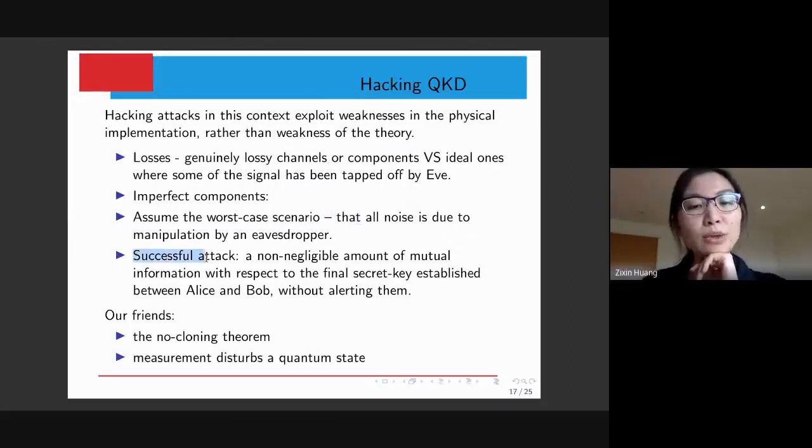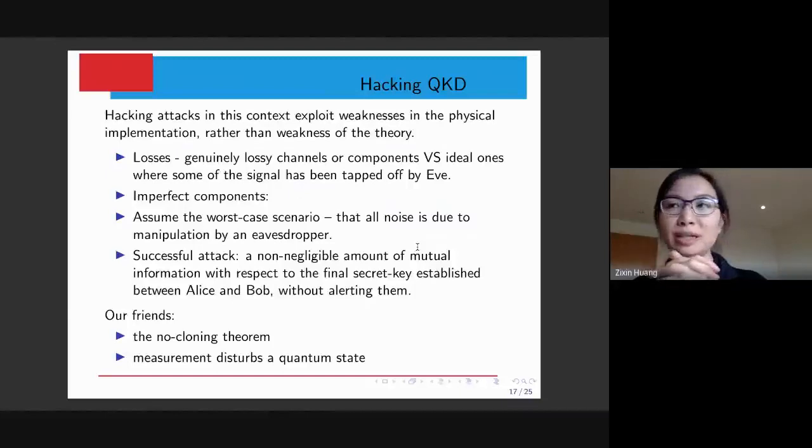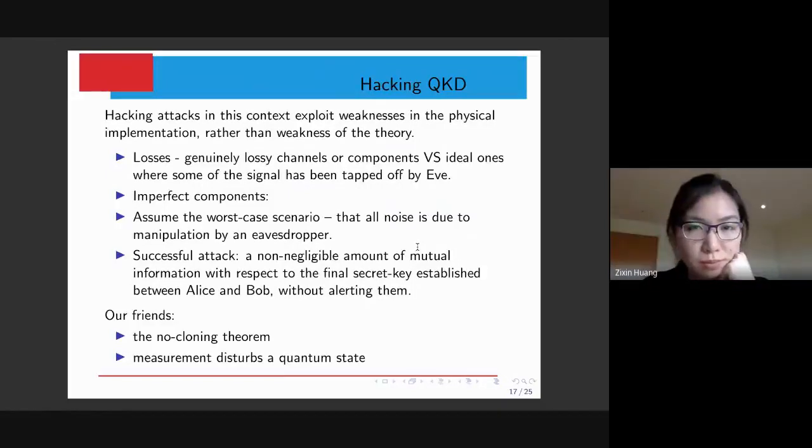So what does a successful attack look like? A successful attack ends up with a non-negligible amount of mutual information with respect to the final secret key established between Alice and Bob, without alerting them that it was taken by the eavesdropper. So if the eavesdropper is able to obtain a significant amount of key, where significant means not negligible, not negative exponential, then she's considered successful.